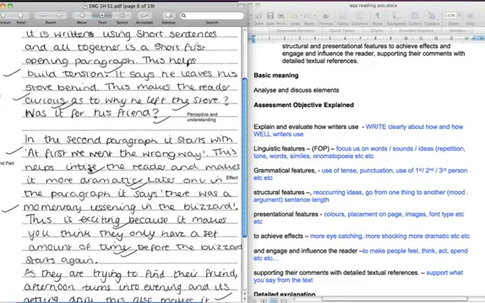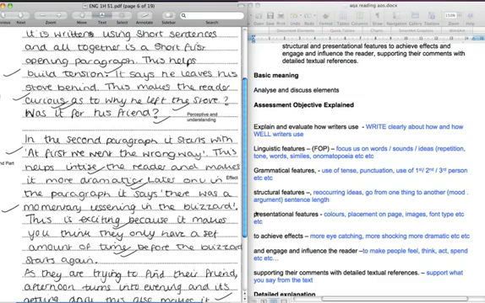In the second paragraph it starts with, at first we went the wrong way. This helps entice the reader and makes it more dramatic. Later on, so again we've got that, the quotation picked out, and we've got analysis of it and makes it more dramatic. There's the effect as well.